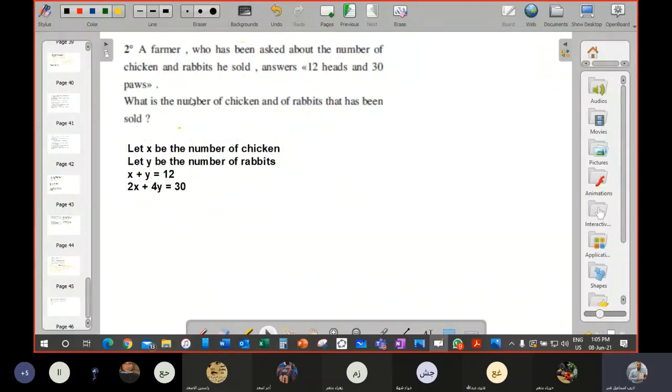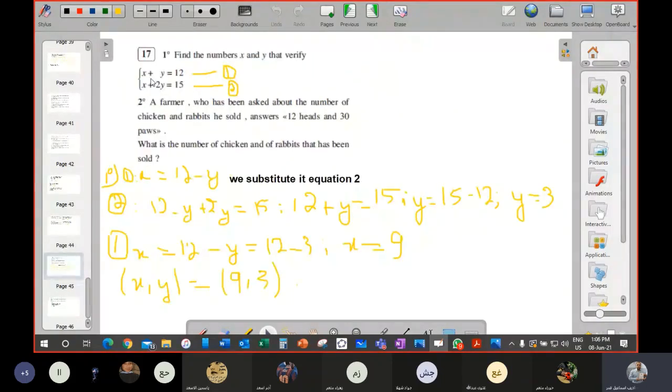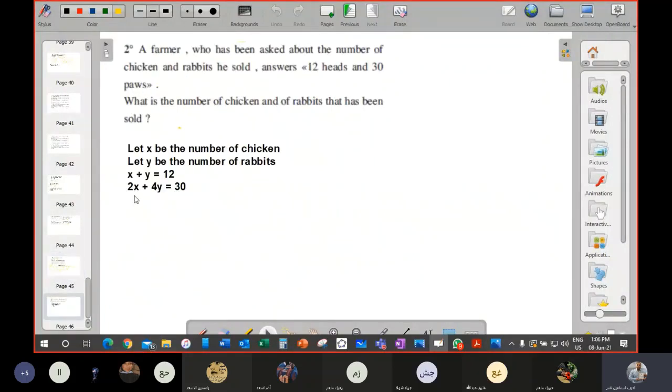When we have a question like this, part 1 and part 2: in part 1 we solved, x plus y equal 12, the same equation as here. And in part 2, equation 2 was x plus 2y equal 15. Here we have 2x plus 4y equal 30.